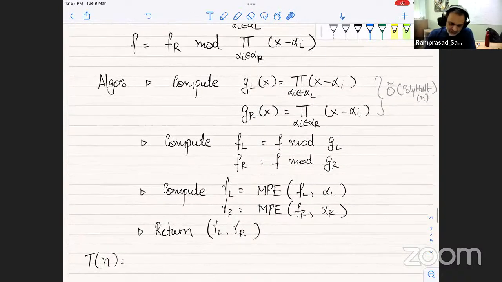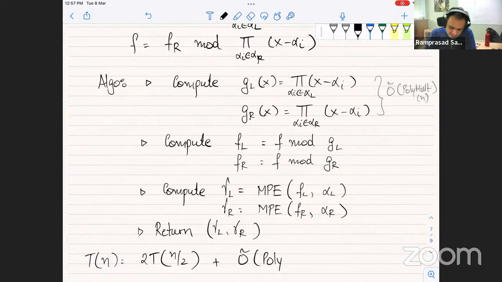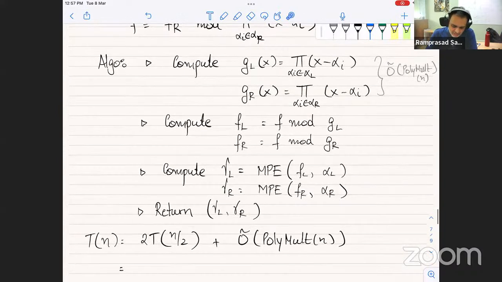So what is the overall running time going to be? There are two recursive calls of n by 2 plus a little bit of PolyMult here, and this is n times polylog sort of factors. And if you solve this recursion, you will end up with one more additional log factor, which anyway we are ignoring. We are going to write this as O tilde of poly.